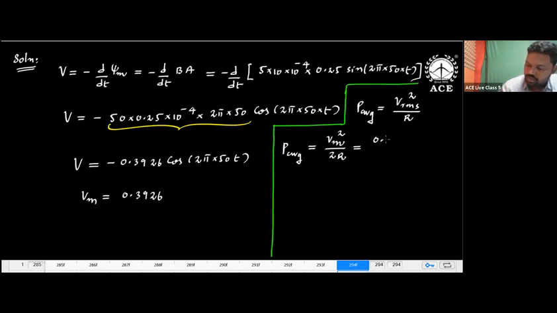So here it is 0.3926 whole square divided by 2 into R. What is R? 0.4. So what is P average? Point 1926, approximately 0.2, beta, 0.2 watts.